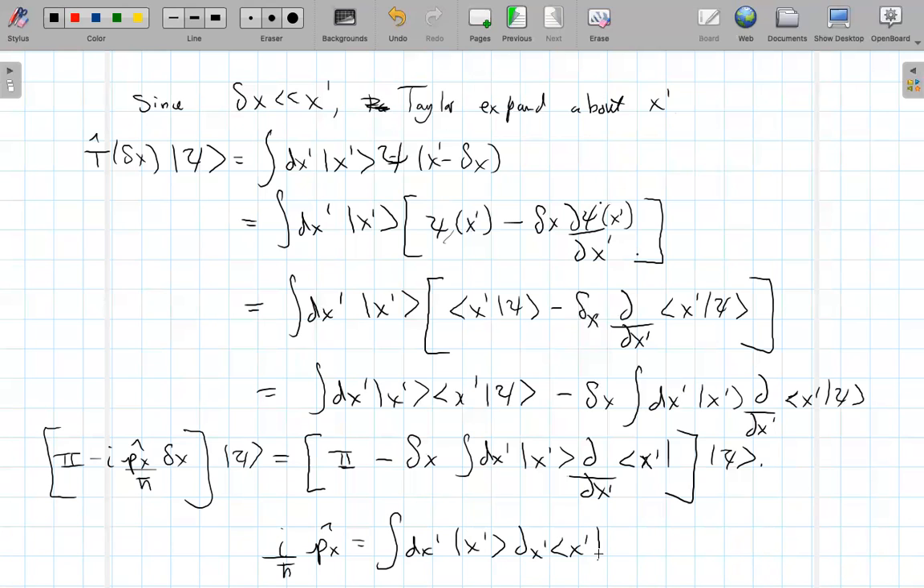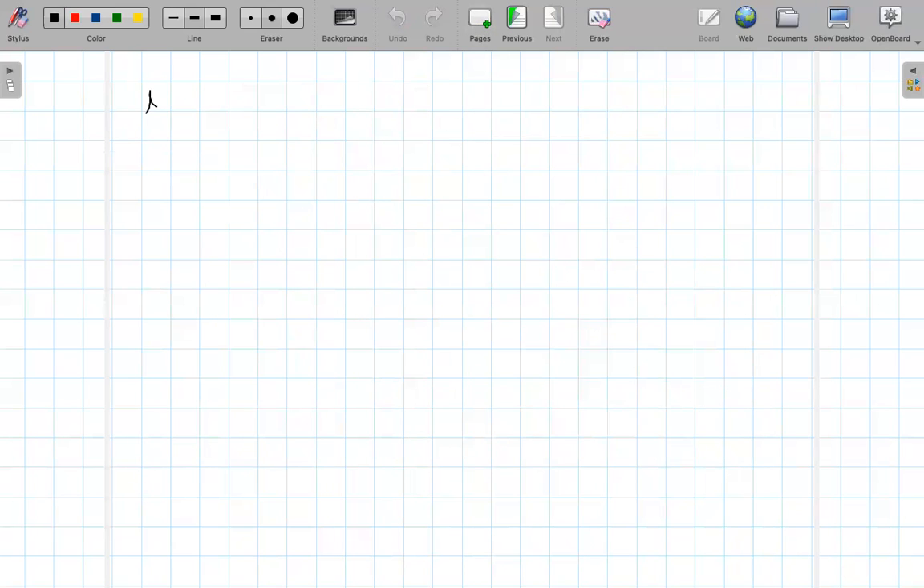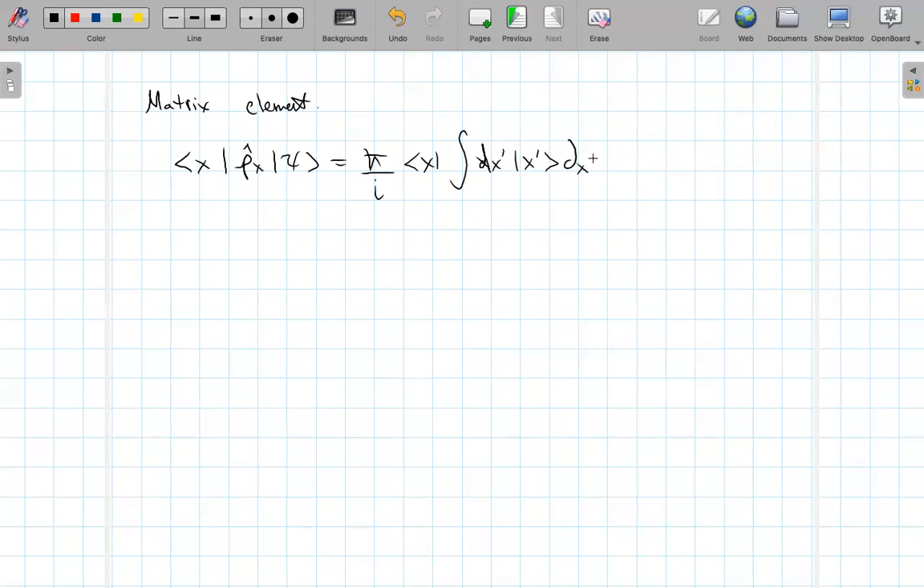That's doing okay. Now, to make more sense out of this, let's determine its matrix element. So let's look at the matrix element. So for the matrix element, let's take the x, p of x with psi. Okay. So according to what we have here, this is then going to be h bar divided by i, and then I'm going to get an x integral dx prime x prime partial x prime psi. Right?